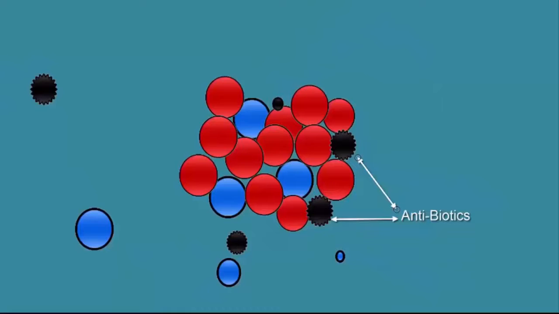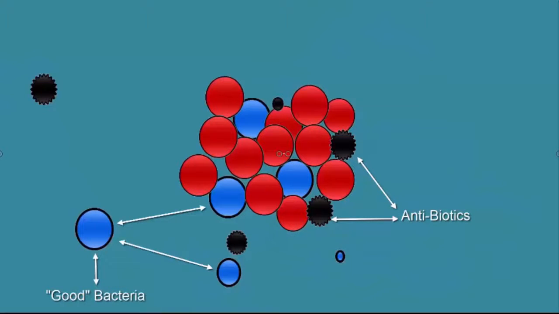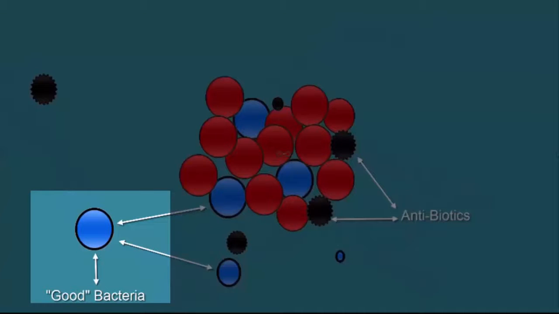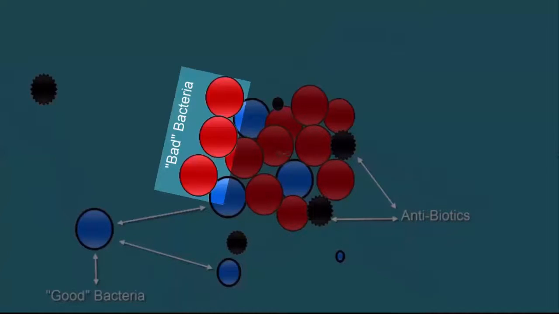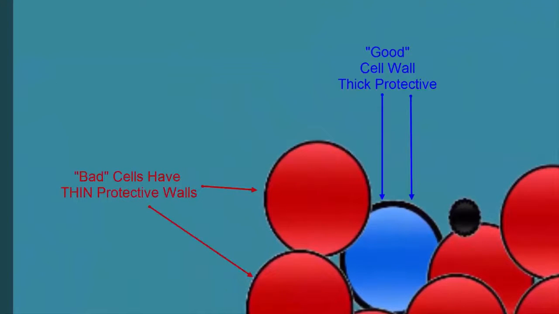In the following demonstration, the black circular discs will represent antibiotics which are in the bloodstream trying to fight off infection. In our demonstration, the good bacteria is represented by the color blue and the bad bacteria by the color red. Please note that the cellular wall is much thicker around the good bacteria. This is very important, as you will see.